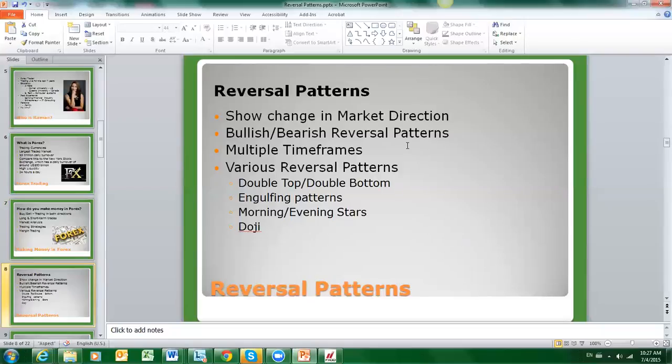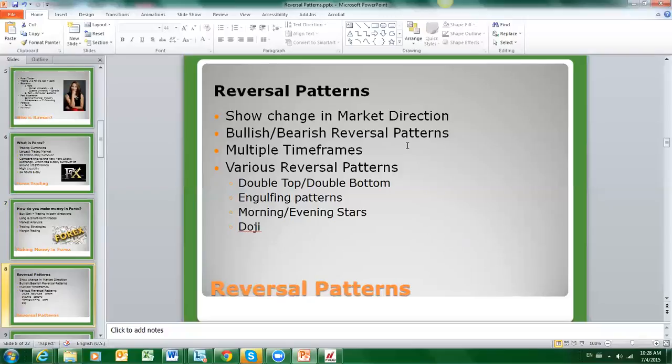A bearish pattern sets up in a bullish market, which means the price has been rallying for a while, it has been going up, and then you will see a bearish reversal pattern, which would suggest that the market is about to reverse or start going down. So that would be your bearish reversal patterns.